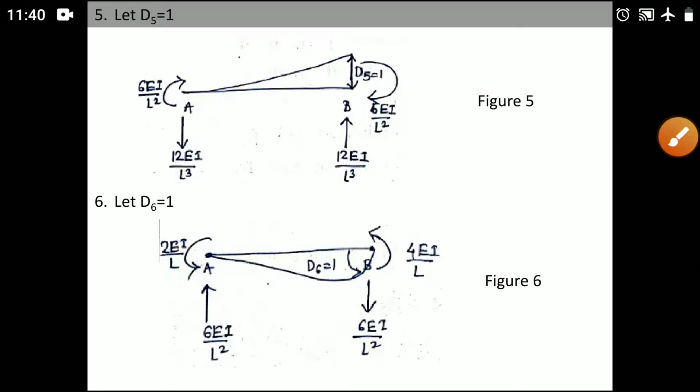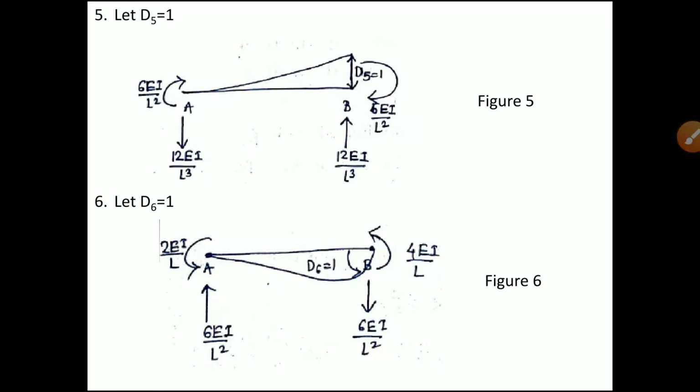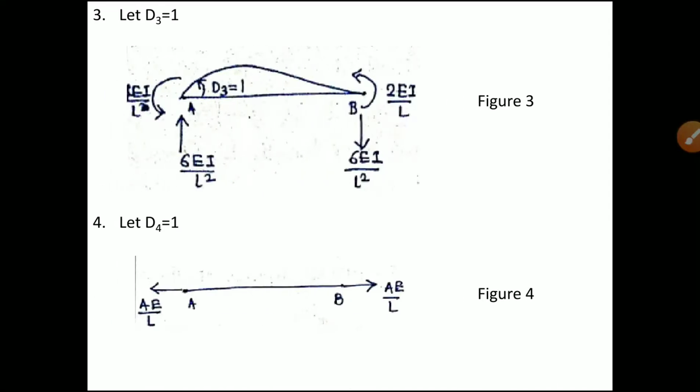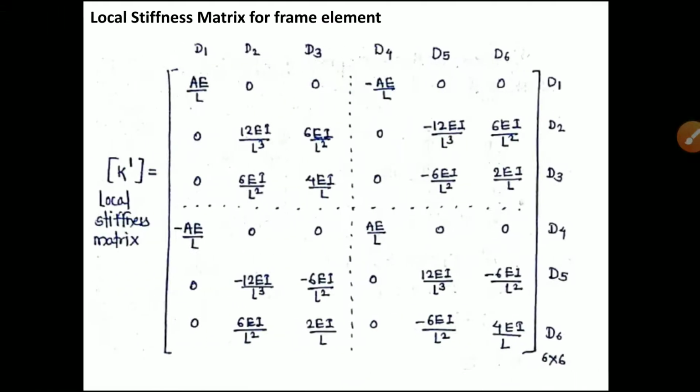Okay, so here all 6 degrees of freedom are given unit displacement or unit rotation, and because of that we have calculated the moments at ends A and B, and also the reactions at ends A and B. Now from these 6 figures, figure 1, figure 2, figure 3, figure 4, figure 5, figure 6, we have to write the stiffness matrix corresponding to these 6 degrees of freedom from D1 to D6, and all these things are combined here in this matrix.